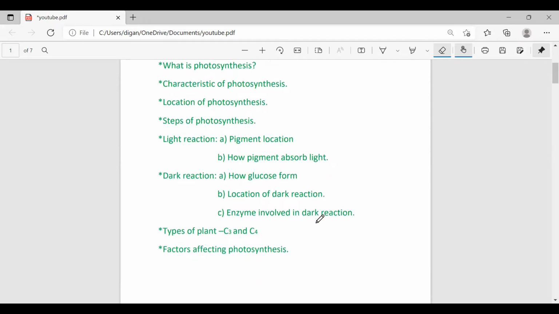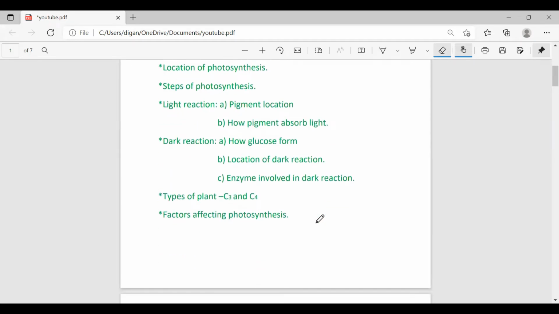Next are the steps of photosynthesis. As you know, photosynthesis has two steps. One is the light reaction and the other is the dark reaction. In the light reaction, we are going to discuss the pigment location and how pigments absorb the light. And in the dark reaction, we are going to discuss how glucose is formed, the location of the dark reaction, and the enzymes involved in the dark reaction.